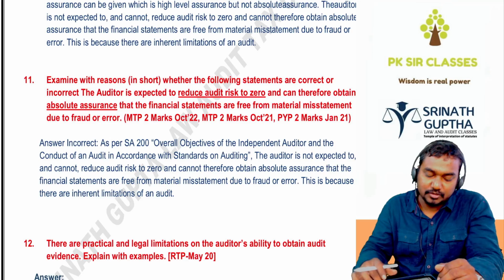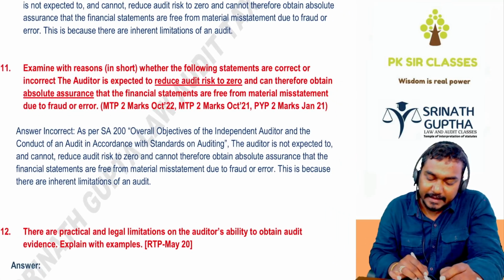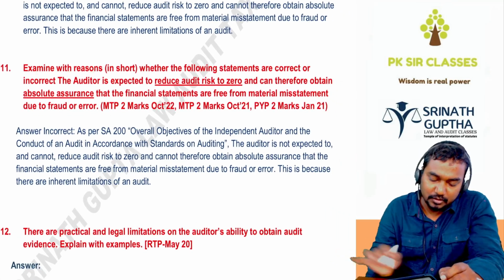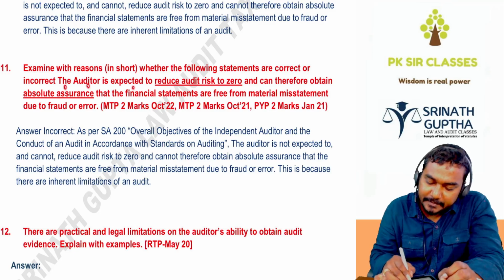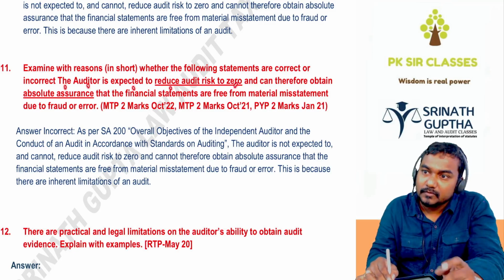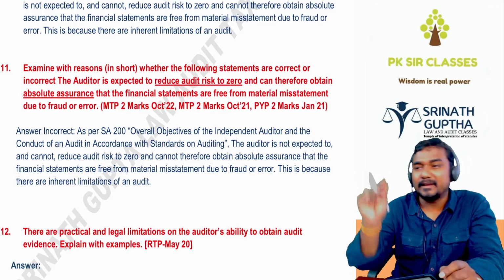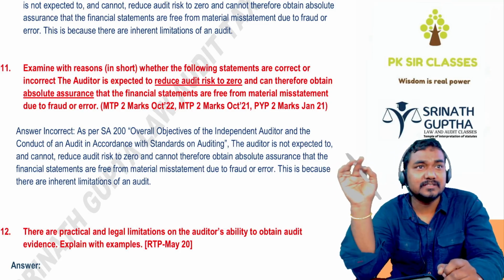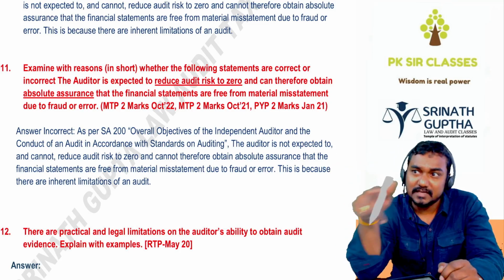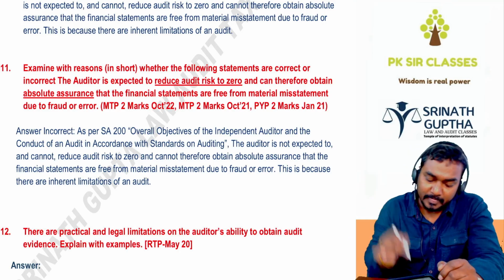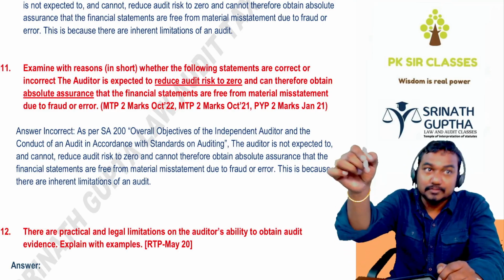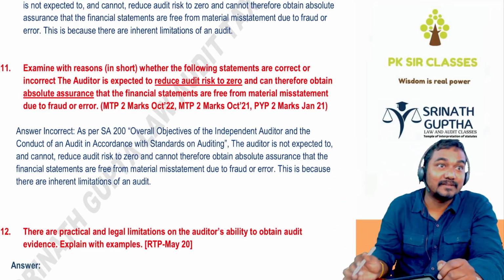Next question, beta. 11th question about limitations. Examine with reasons in short, true or false. The auditor is expected to reduce audit risk to 0. This is a statement. Beta, every statement is 2 marks. If you observe the questions, most of the questions are statements only. Write the statement; how many times has it come in exams.